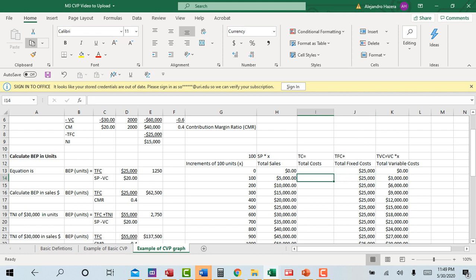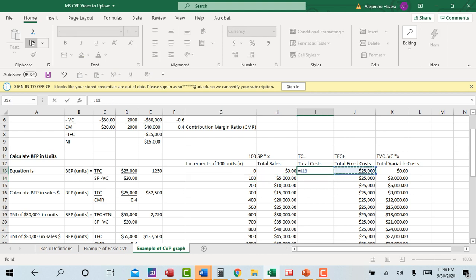Okay, so let's go ahead, at $30 per unit your variable costs go up $30 per unit. So your total costs are just going to be your total fixed costs plus your total variable costs.